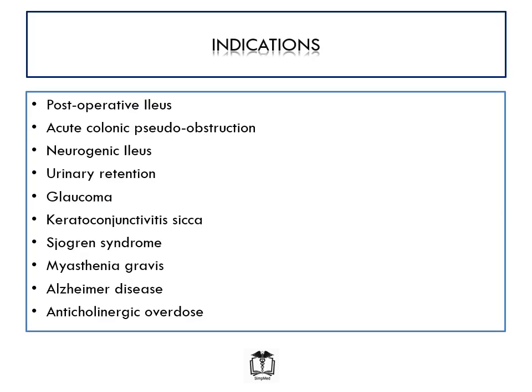What are the indications or uses of cholinergic agonists? Cholinergic agonists have numerous uses, and some of the uses include things like post-operative ileus. Post-operative ileus is a condition that tends to occur when a patient has gone into surgery, comes out of surgery, and is not able to move their bowel, is having constipation. And common cholinergic agonists we use in treating this condition include drugs like bethanechol.